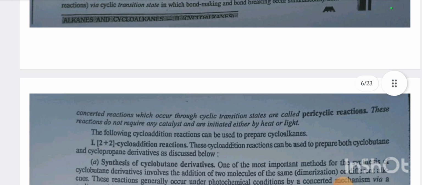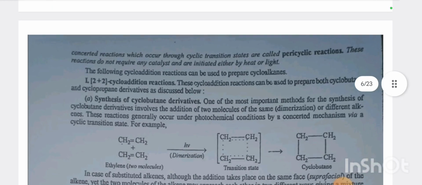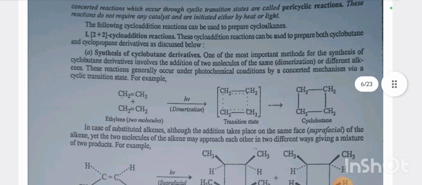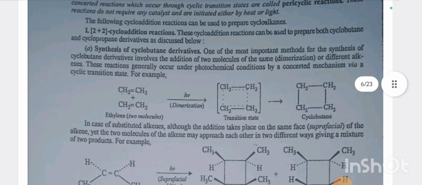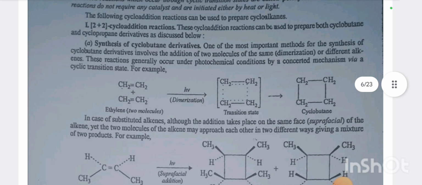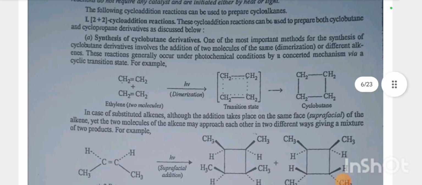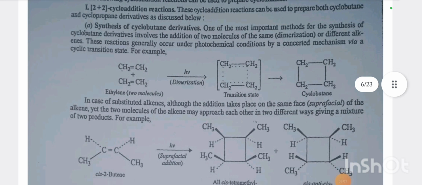These reactions do not involve ionic or free radical intermediates and occur in a single step via a cyclic transition state in which bond making and bond breaking occur simultaneously. Such concerted reactions which occur through cyclic transition states are called pericyclic reactions. These reactions do not require any catalyst and are initiated by heat or light. The following cycloaddition reactions can be used to prepare cycloalkanes.